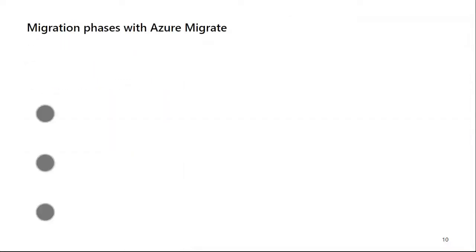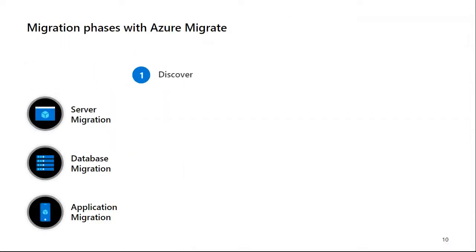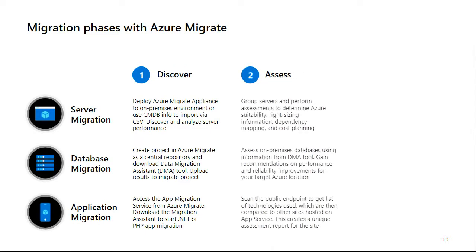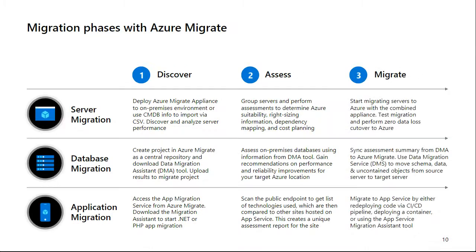The migration phases, when it comes to actually migrating a piece of infrastructure, are split into three core components. That's discovering, assessing, and then migrating that piece of infrastructure. Now, on the left-hand side, you'll see that you've got servers, databases, and applications, which normally are the three core components of pretty much any infrastructure.